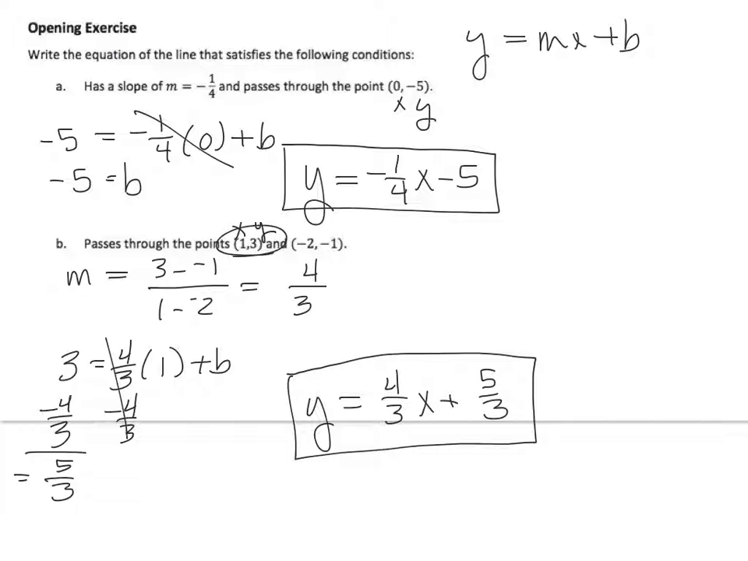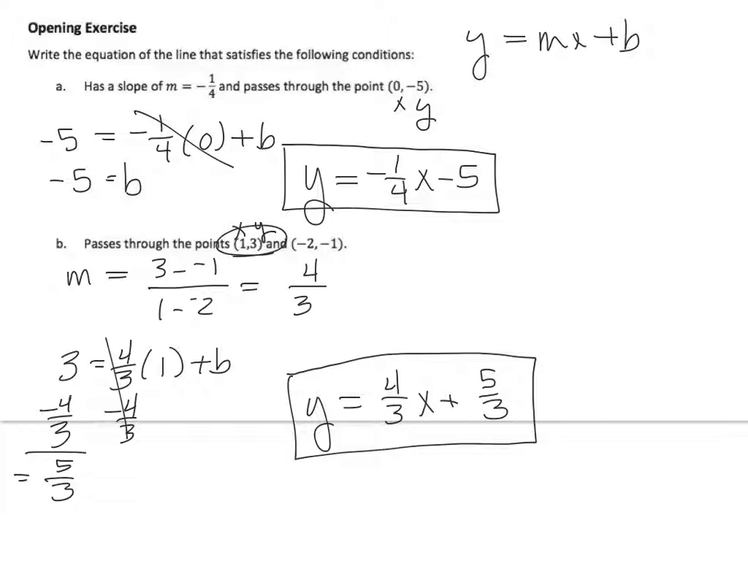Okay, I used the slope-intercept form for both of these. First, you're given the slope here and a point. I use just y equals mx plus b. 0 is x, negative 5 is y. Plug them in. So y equals mx plus b. Solve for b, because we don't know where this line crosses the y-axis. And b is the y-intercept. So b equals negative 5. Plug it back into your formula, and you're done.